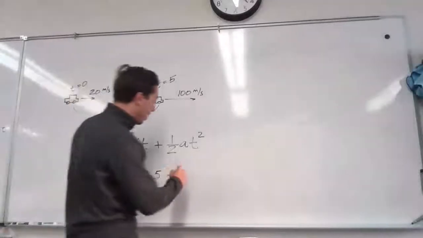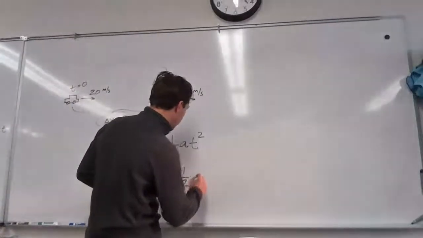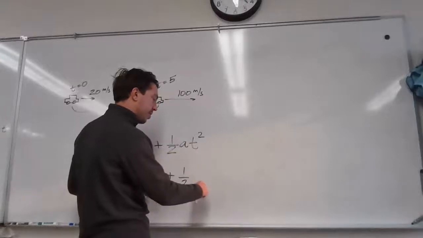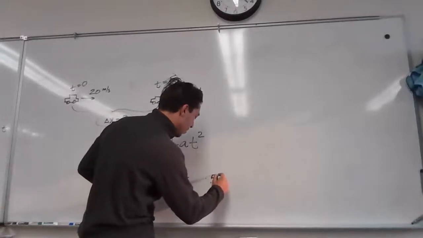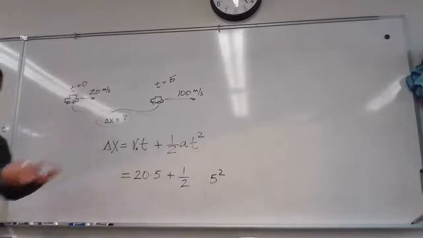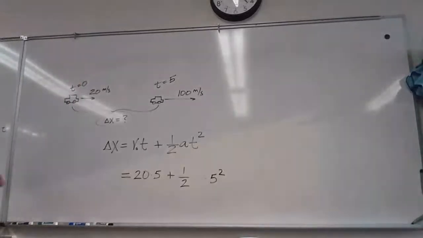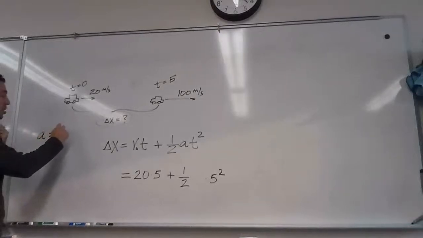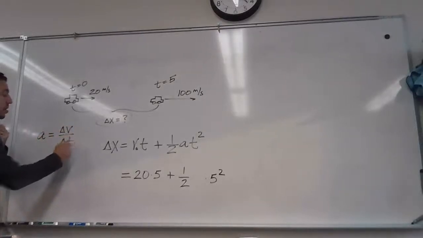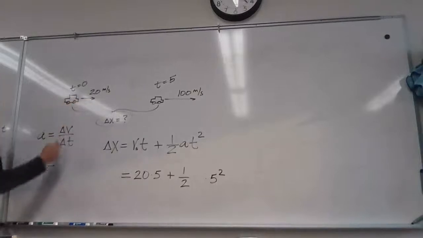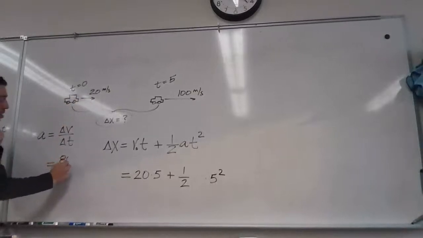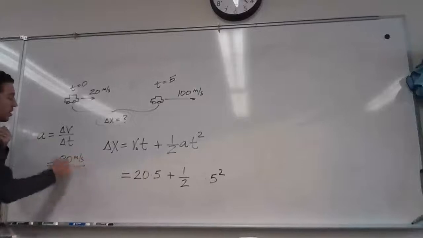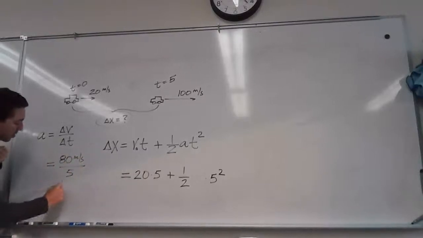Okay. Now plus 1/2 acceleration. So I don't know acceleration. They didn't give that to me directly in the problem. But then that raises the question: can I find the acceleration without creating a whole bunch of extra work for myself? Yeah. What's the definition of acceleration? Change in velocity over how much time it took. So my velocity change was 80 meters per second. It took 5 seconds, 16.